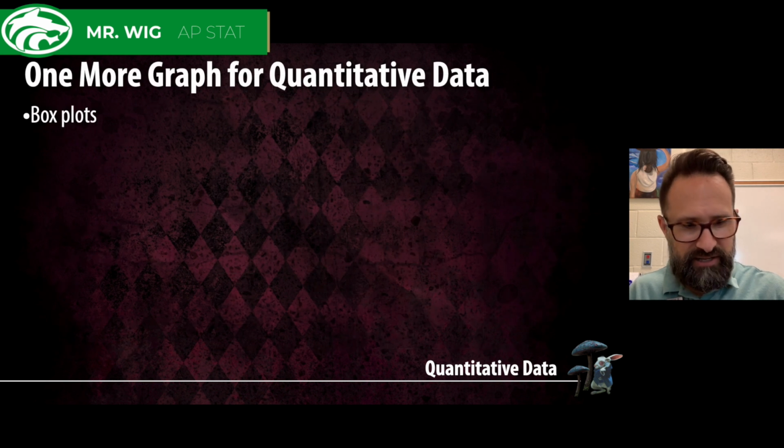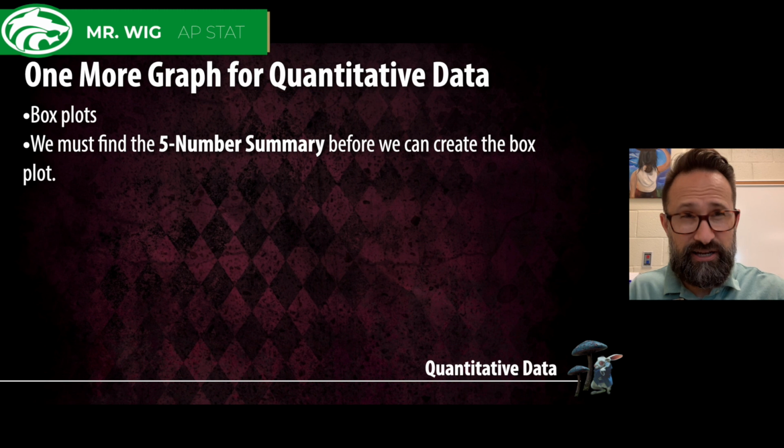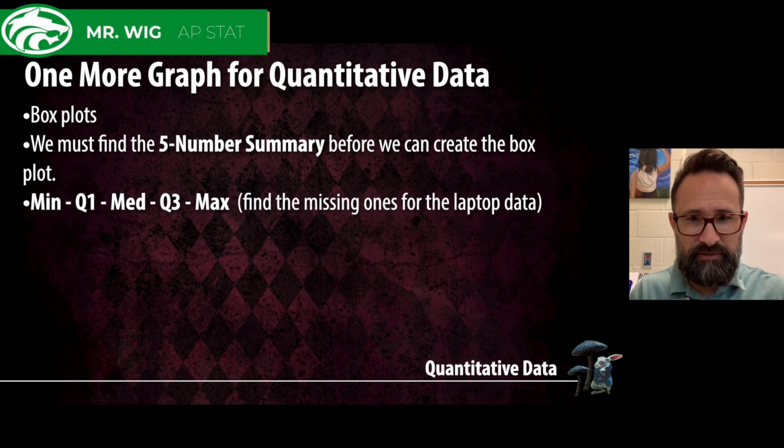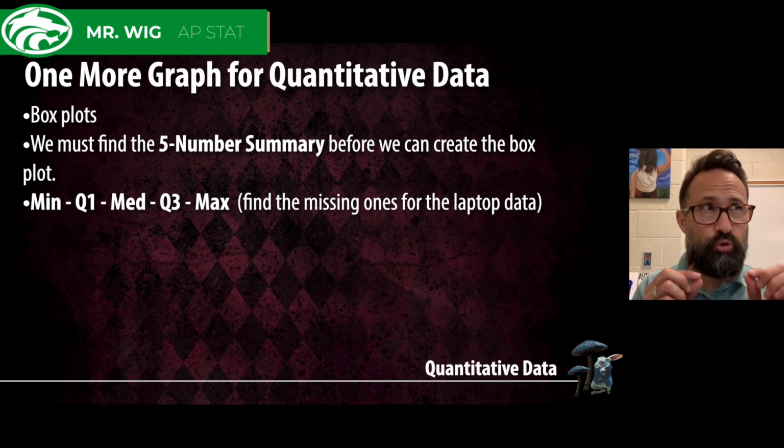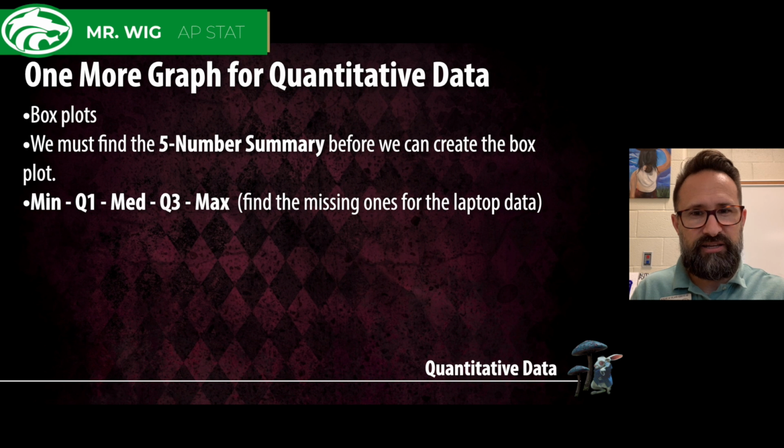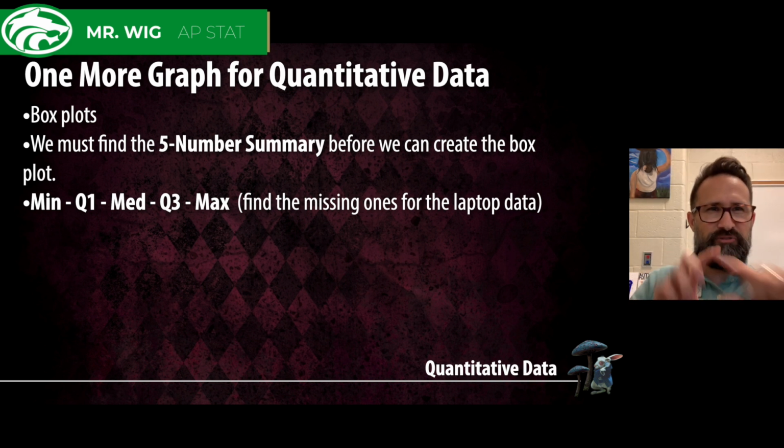Okay. The next graph is called the box plot. Now, you just found the 5-number summary for those laptops, right? It's minimum, Q1, median, Q3, and max. Okay, this is one of the nicest, quickest, easiest graphs to make if I have a calculator. If I don't, I've got to figure out the median values. You have to put them all in order.